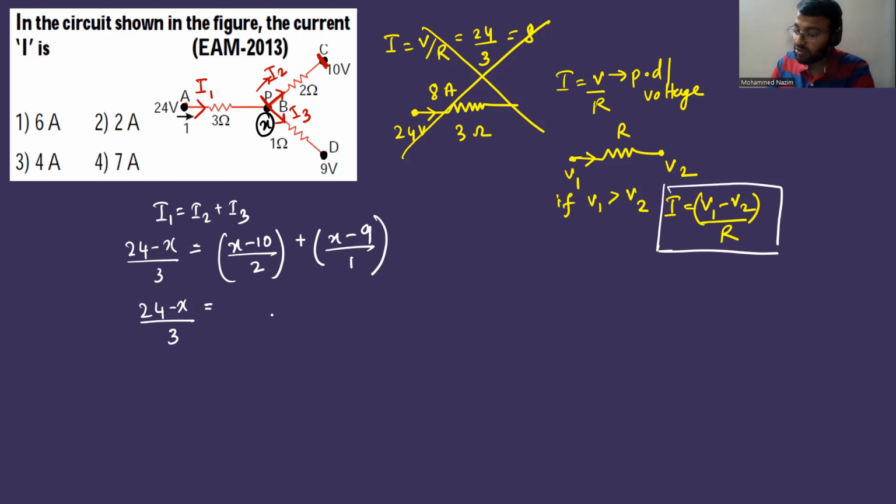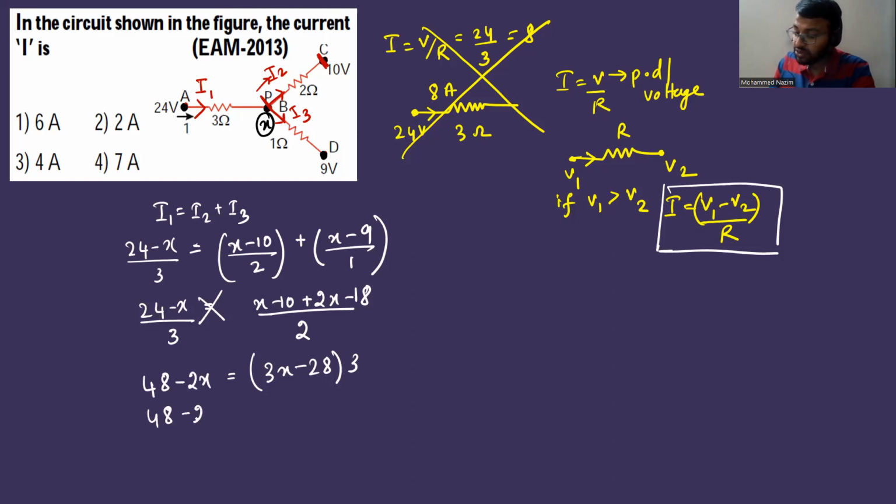24 minus X divided by 3 equal to, if I take the LCM 2, X minus 10 plus 2X minus 18, and 2X plus X will become 3X, and then this will become minus 28, and you can cross multiply. Therefore, this will be 2 into 24 is 48 minus 2X. So 48 minus 2X equal to 3 3s are 9, 9X minus 28 into 3. 28 into 3, 8 3s are 24, 3 2s are 6, 7, 8, 84. And then I get 9X plus 2X, that will be 11X.